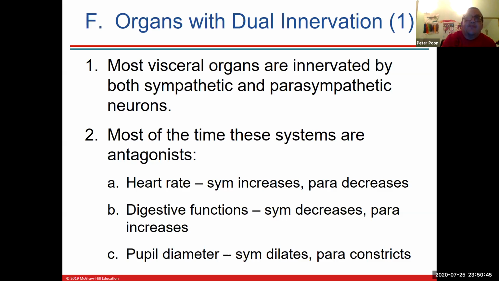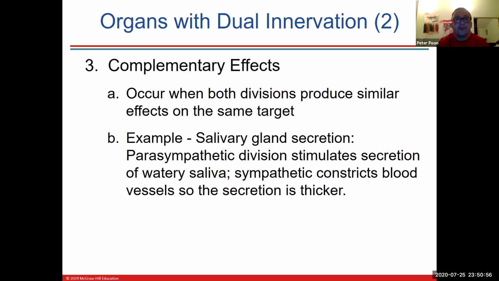If you receive both signals, it's better for you to run from a non-existent tiger than to not run from an actual tiger. Sometimes they complement each other.